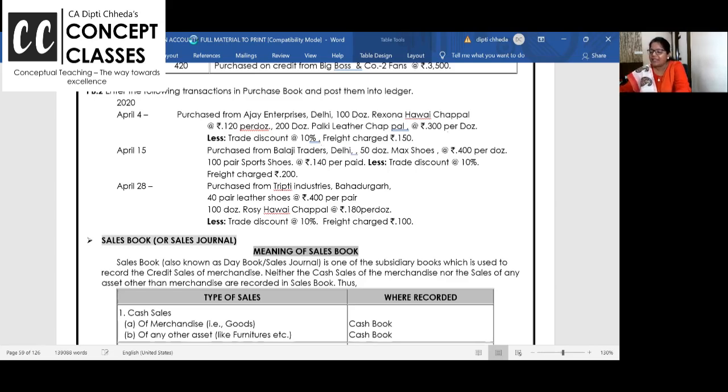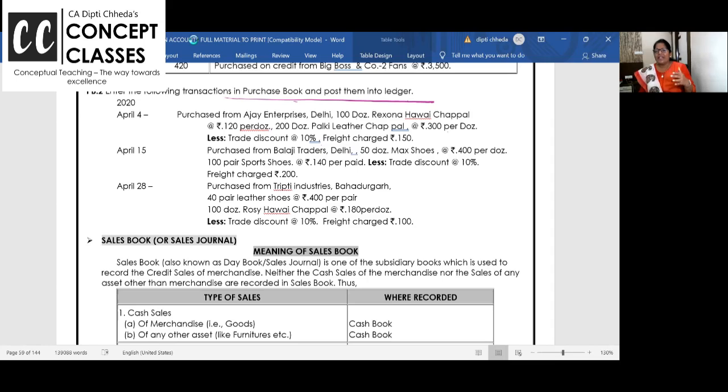ऐसे ही देते हैं ना. So if I come to your store and some product is say 100 rupees, 10% less you are giving me, 90. I will record it at the price after the trade discount only. Okay, right. And freight will go in the freight ledger. So for all these, they have asked you to prepare the purchase book also and ledger.